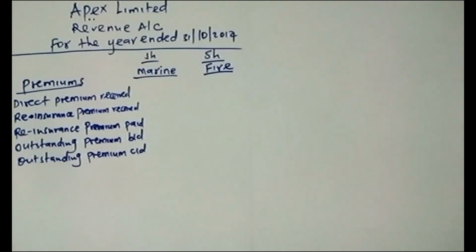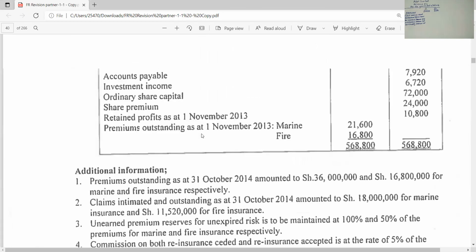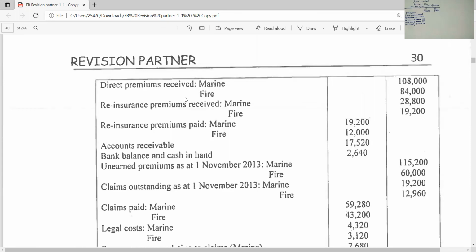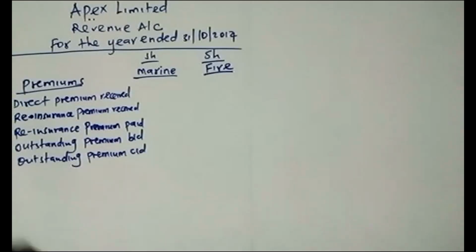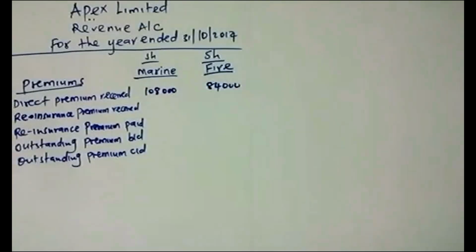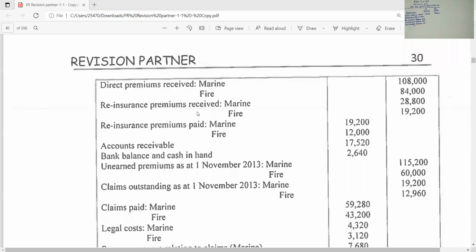Right now, the direct premium received for this question of December 2014 is here. So the direct premium received for marine and fire: 108,000 and 84,000. Then the next one is concerning reinsurance premium received. It's all about the premiums which were received from another insurance firm. So you can see it's the second one, reinsurance premium received.